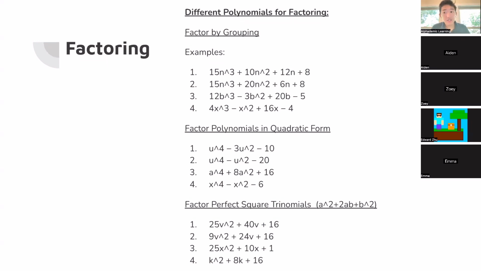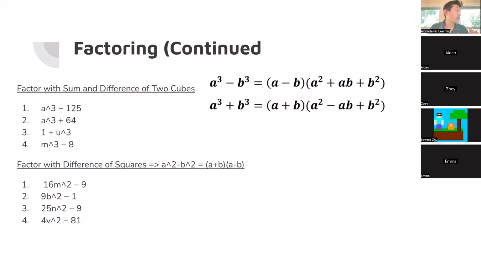And then we're going to talk about the different ways to factor polynomials. You can factor by grouping, factor polynomials in quadratic form, factoring perfect square trinomials, and then factor with the sum and difference of two cubes using the two equations listed right here. And then you can also factor with the difference of squares using the equation shown.